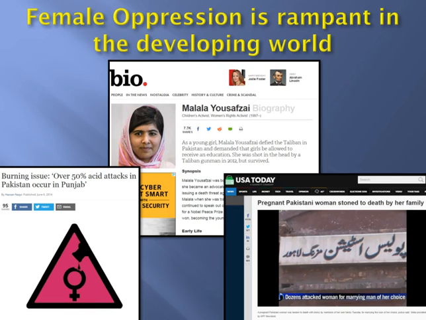Another issue that focuses on a big issue around the world is female oppression, which is rampant in the developing world. As you can see, this clip from Malala and her fight to receive an education. In the lower left-hand corner, looking at the acid attacks in areas such as Pakistan, and another example in Pakistan, a woman getting stoned to death by her family.